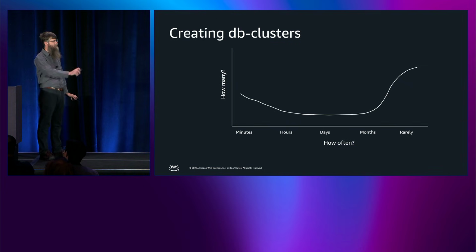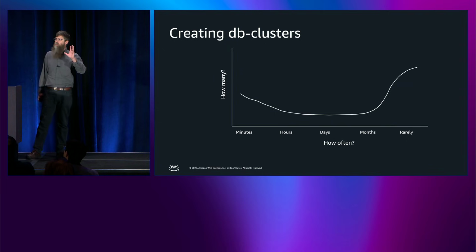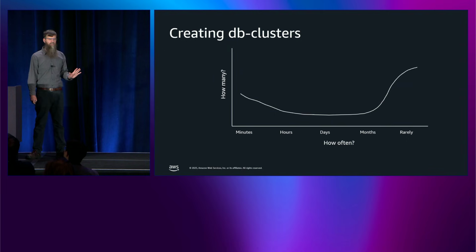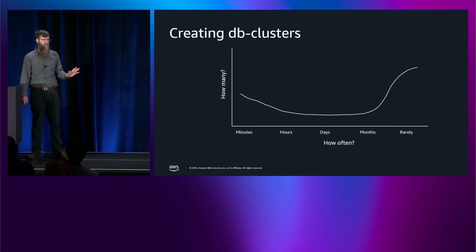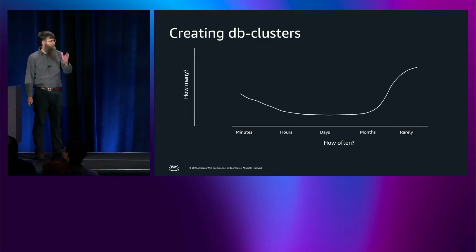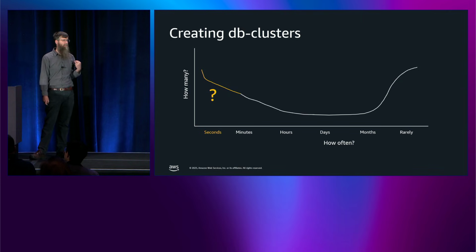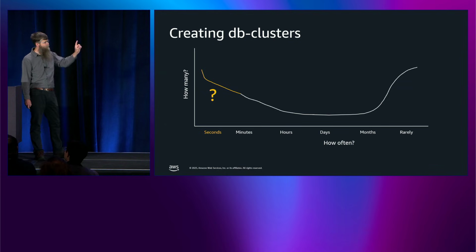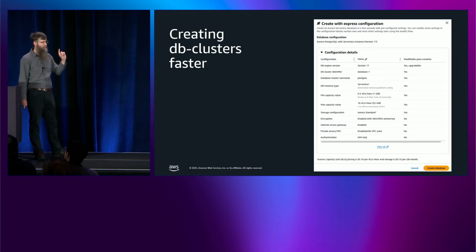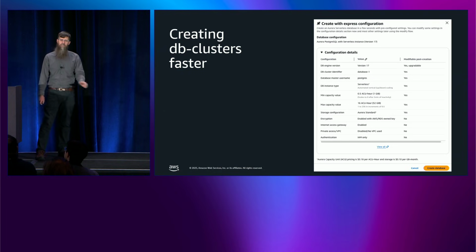So over on the right-hand side, there's the enterprising mindset people who don't create database clusters very often, like basically never. Then there's the guys in the middle who create maybe every week or something, but then there's this population that wants to create things like almost every second. Maybe this is the CI/CD kind of people, right? You want to do things really agile, really quickly. I want to address that orange part there. So that's where Create with Express configuration comes in.